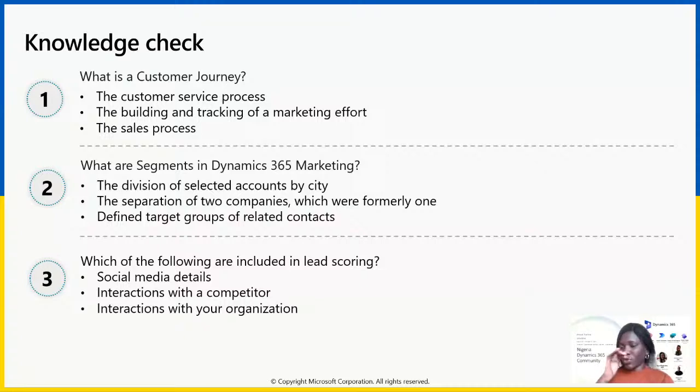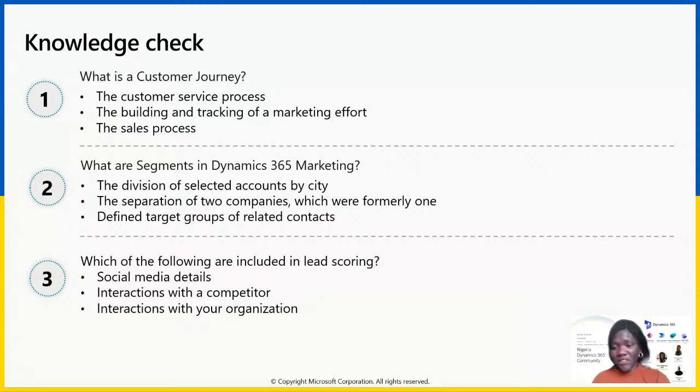So we said based on location, based on firm, based on behavioral patterns, you can create a segment, and you can also create one manually by yourself, like static segments. And which of the following are included in lead scoring? In lead scoring, we want to know the interactions with the organization.